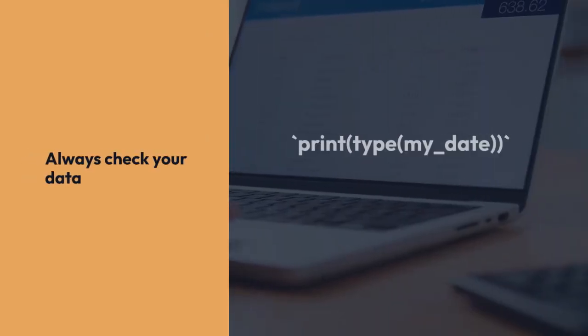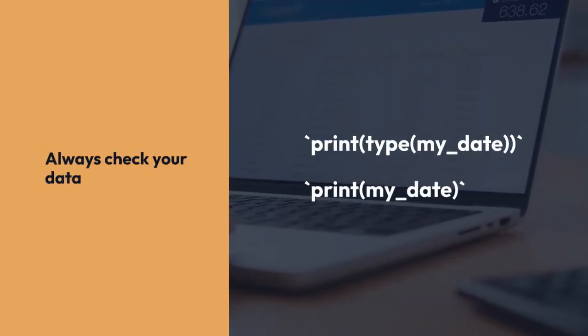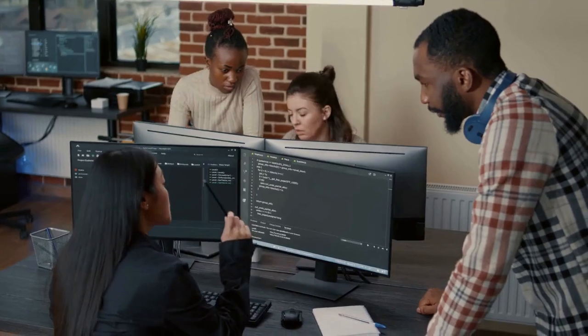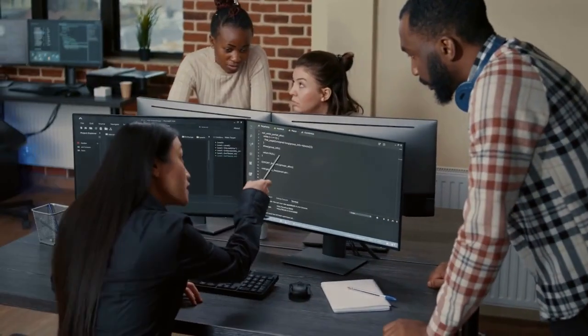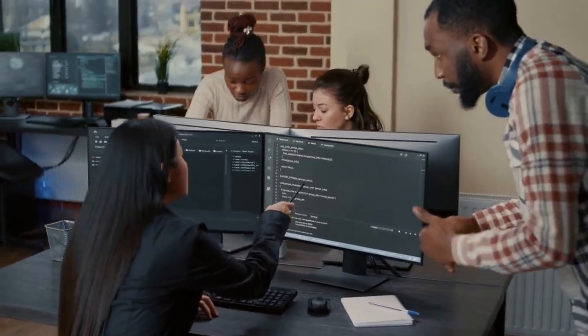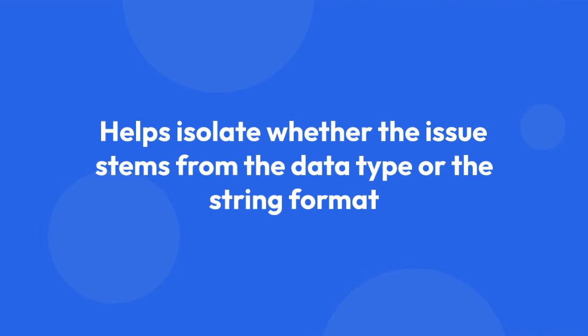Always check your data types and format using print(type(my_date)) and print(my_date) before calling fromisoformat to quickly identify and correct the problem. This approach helps isolate whether the issue stems from the data type or the string format itself.